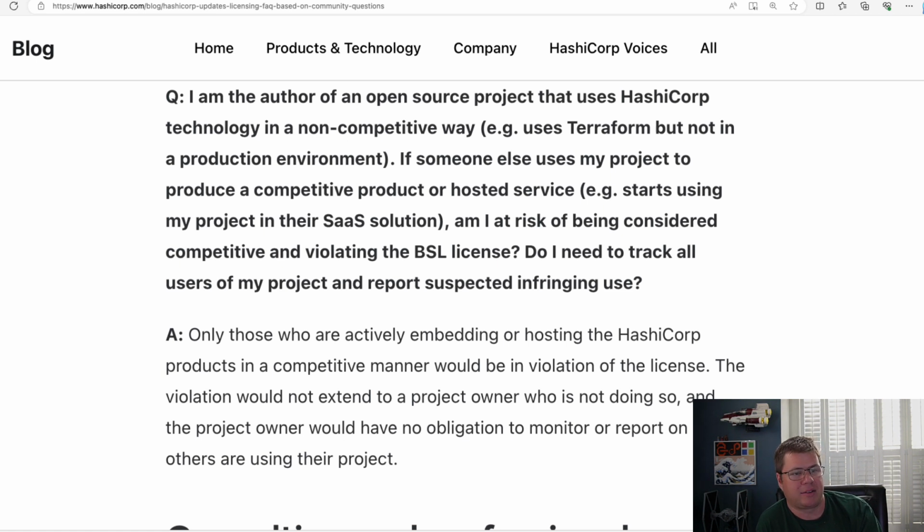Only those who are actively embedding or hosting HashiCorp products in a competitive manner would be in violation of the license. So I think the answer is no. The violation would not extend to the project owner who is not doing so, hence you, and the project owner would have no obligation to monitor or report on how others are using their project.